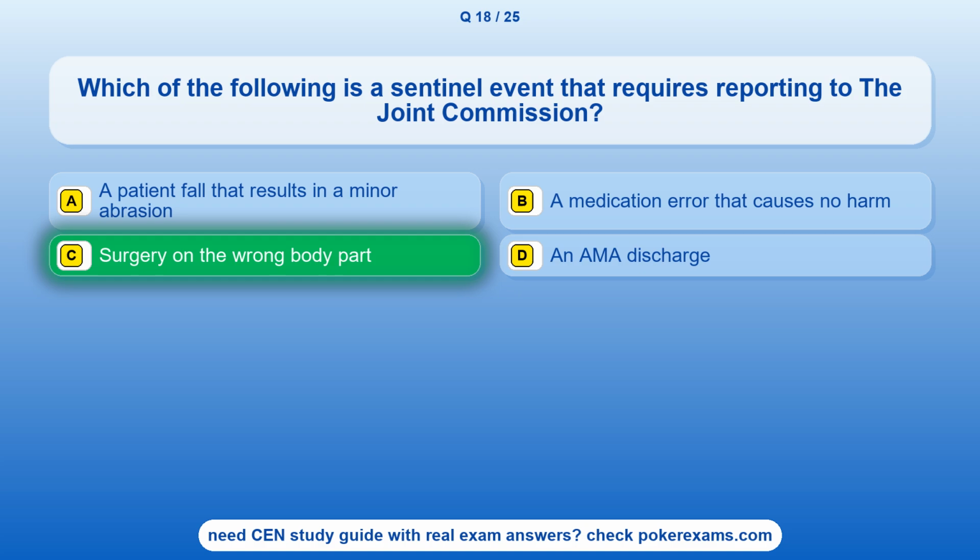The correct answer is option C. Surgery on the wrong body part.